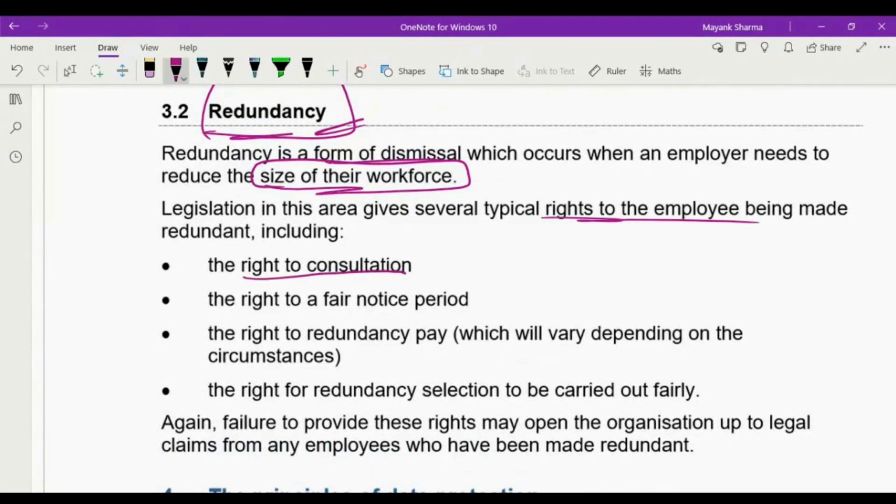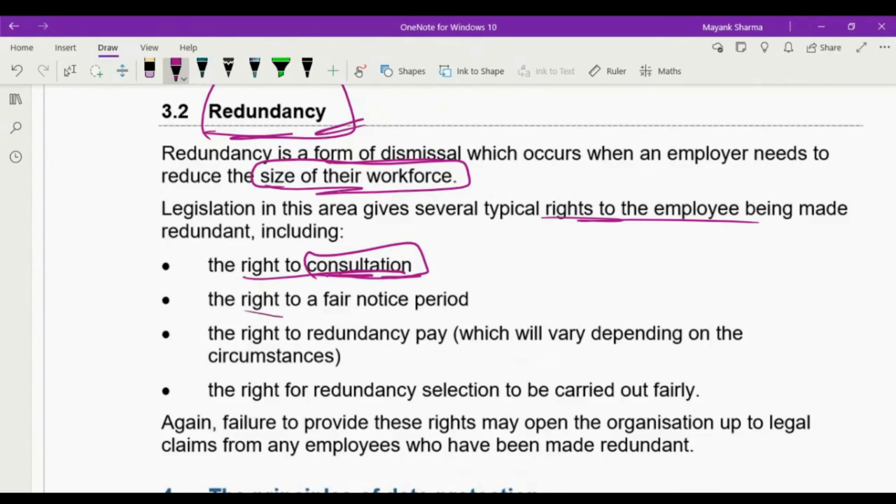First is a right to consultation. They can consult their employer and ask them why they are being laid off, and provide them options like, okay, if you want me to work in this department, I can. You're hiring for this department, maybe you can give me a chance. So this consultation is a right which is with the person who is being laid off because of redundancy.